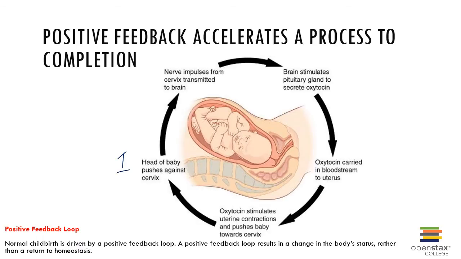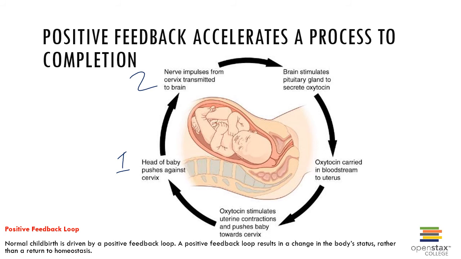Now that we've studied negative feedback, there is what's known as positive feedback. Positive feedback helps accelerate a process to completion. So it's not being turned on and off, it's being turned on and basically the volume being turned up every single time. A good example of that is childbirth. The stimulus is the head of the baby pushing against the cervix. That sends a signal to the brain. Nerve impulses from the cervix are transmitted to the brain.